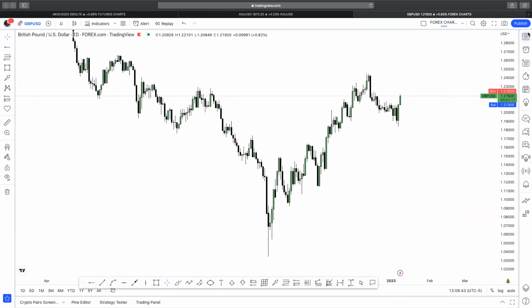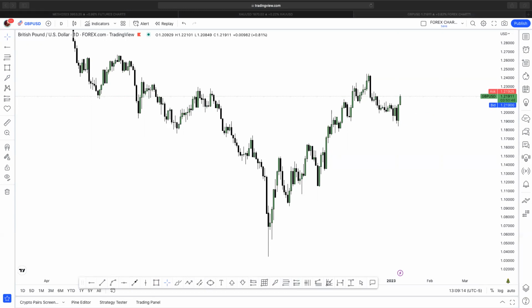6B or GBP USD. Again, this one was a little bit different, right? Because it was in a bearish market profile. Like it was literally trading bearish. What do I mean by trading bearish? It broke structure here and it made lower lows. So there was only one place that I was comfortable buying it from.